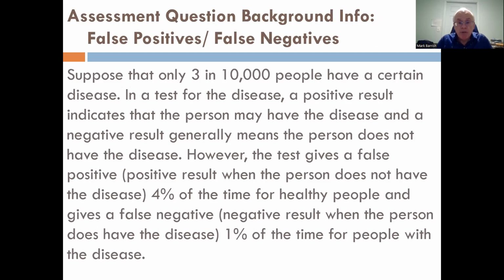However, the test gives a false positive 4% of the time. Now, what does that mean again? That means that the test is saying you have the disease when you don't. And it gives a false negative 1% of the time, which means that the diagnostic test says you don't have the disease when you actually do. So these are false readings by the test.